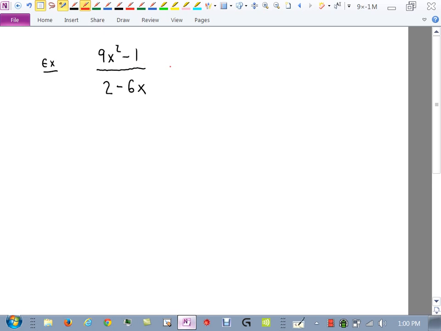So the numerator becomes 3x minus 1 and 3x plus 1. Or you could have done it the other way, 3x plus 1 and 3x minus 1, either way. Okay, so that's difference of squares. Great. What about the bottom? GCF. Good. What's the GCF here? 2. What's left? 1 minus 3x, right?